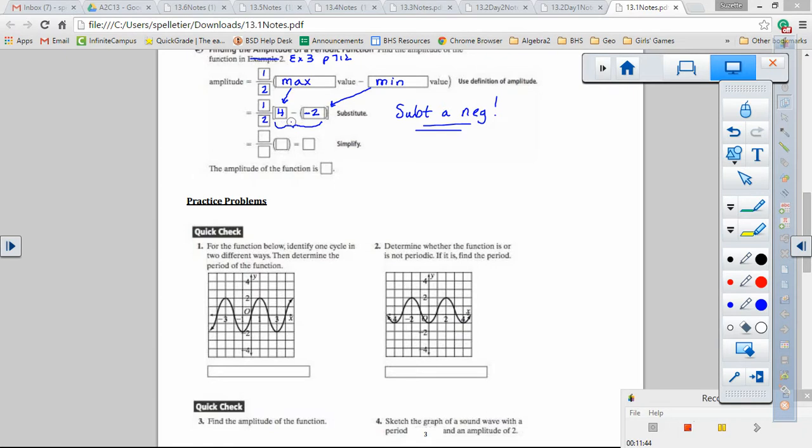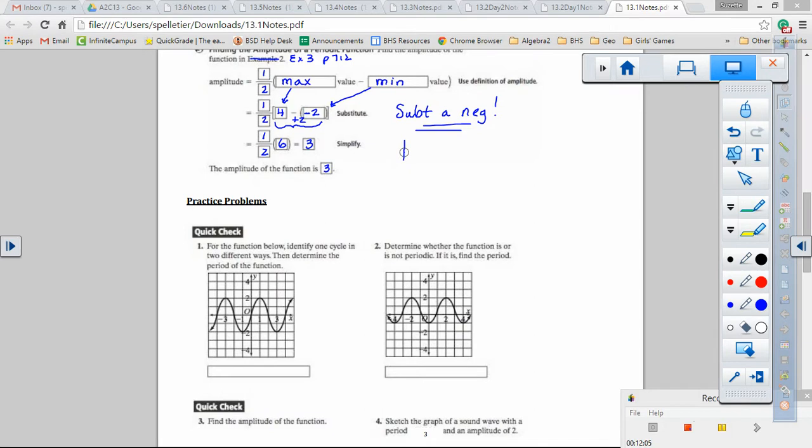That's why I chose this example. So I have 4 minus -2, so that means 4 plus 2. When you subtract a negative, you're truly adding. 4 plus 2 is 6, and then we have to take 1/2 of 6. That's where my 3 came in. I was reading ahead. Sorry about that. 1/2 of 6 equals 3. So the amplitude of the function is 3.